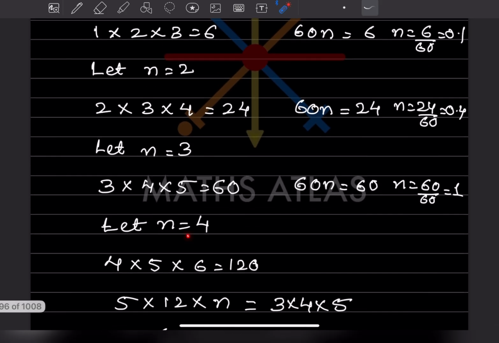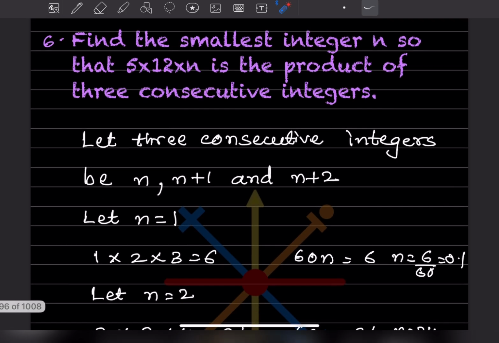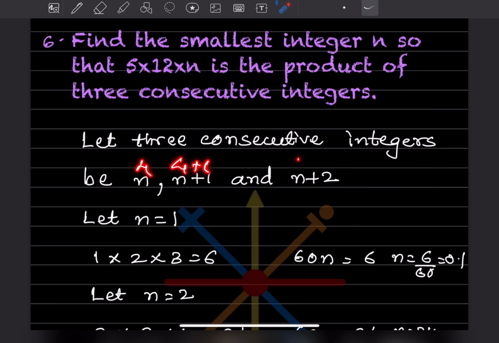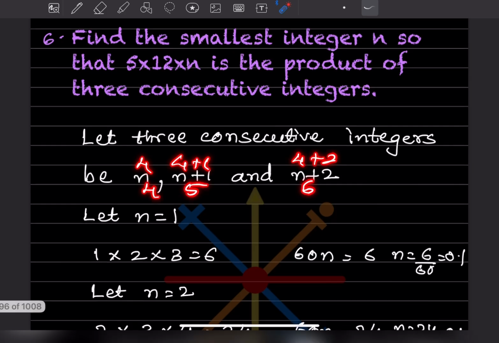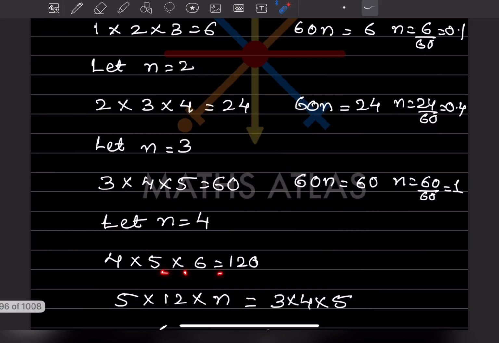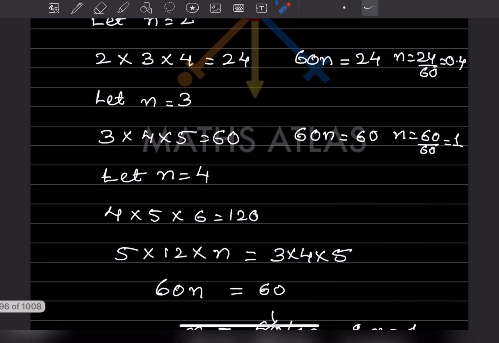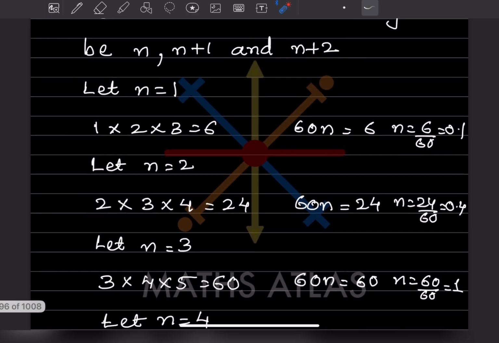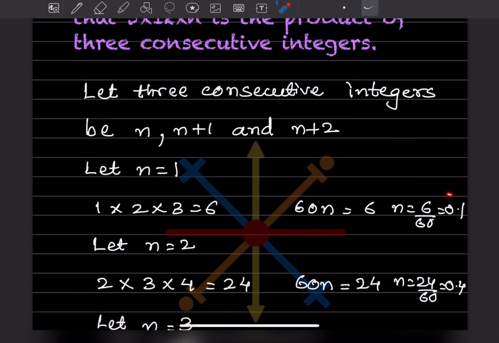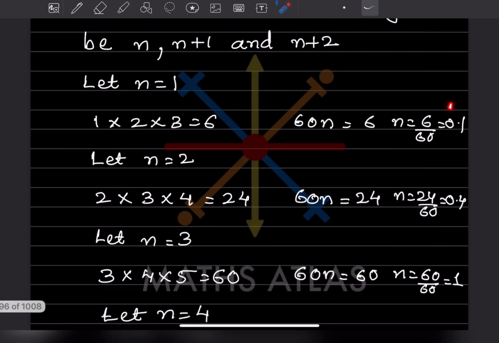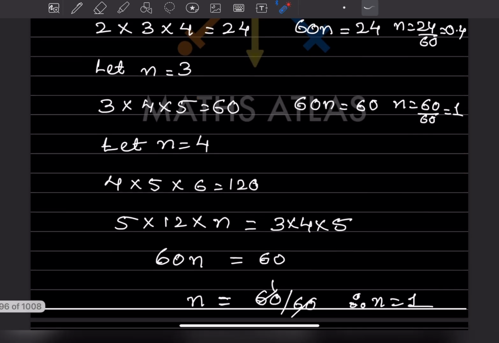If we are taking n as 4, that is going to be 4, 5 and this is going to be 6. So 4 into 5 into 6 is going to be 120. Now because they said the smallest integer, the smallest here is going to be 1. So 60n is equal to 60.